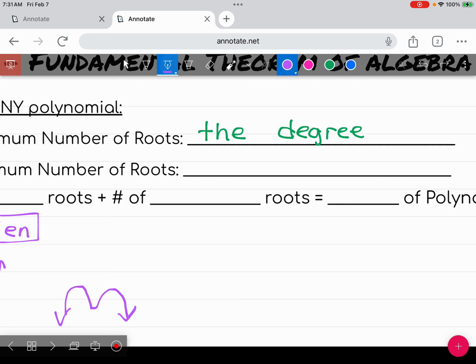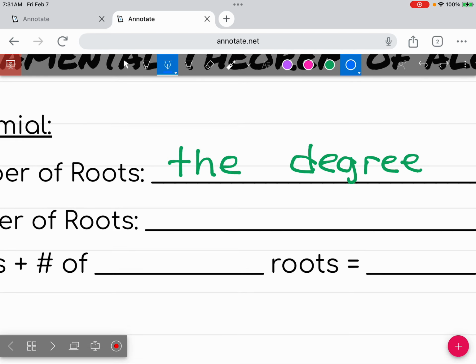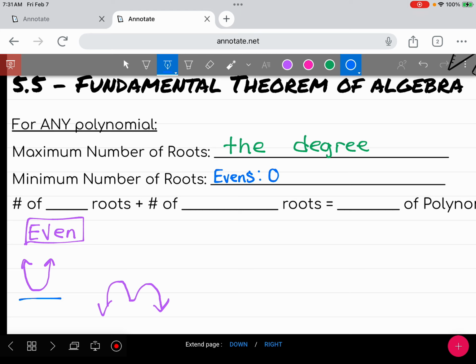So if we were looking at even polynomials, evens don't need to have roots. So the minimum for evens is 0. They do not have to cross the x-axis. It could look like this. Whether they're above or below, it doesn't matter. They do not have to cross the x-axis.